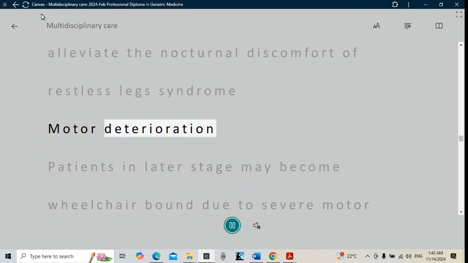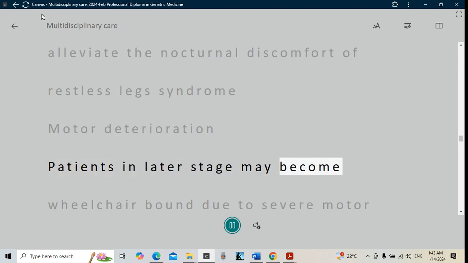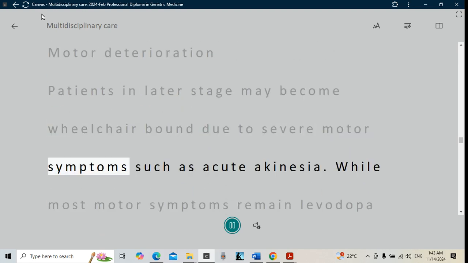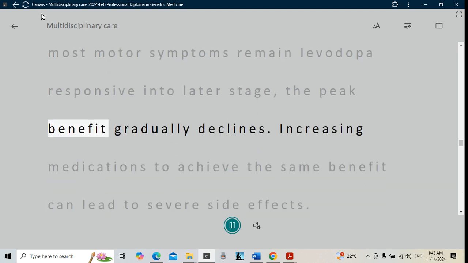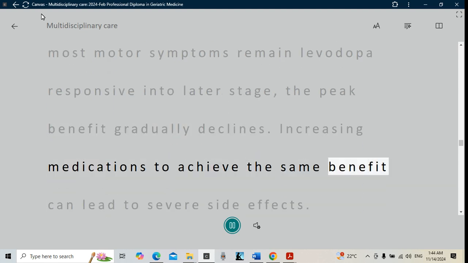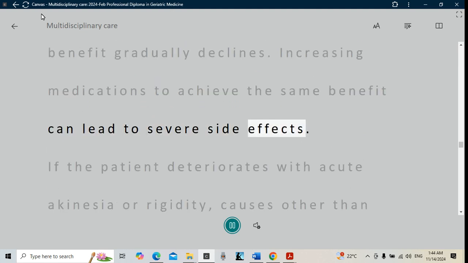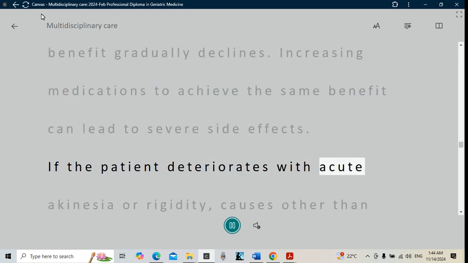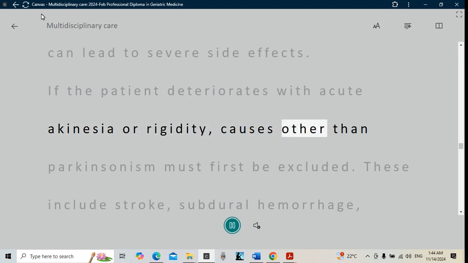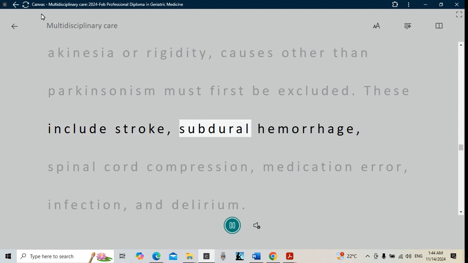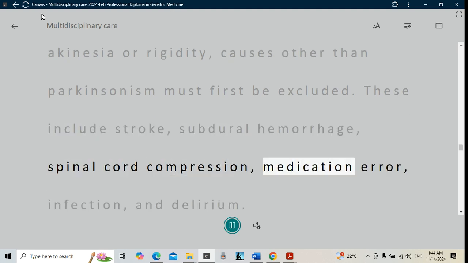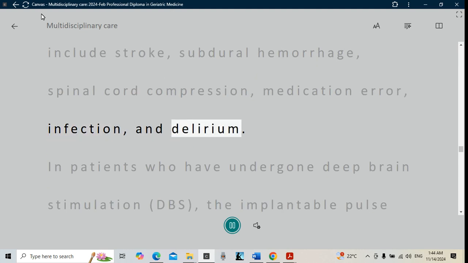Motor deterioration. Patients in later stage may become wheelchair-bound due to severe motor symptoms such as acute akinesia. While most motor symptoms remain levodopa responsive into later stage, the peak benefit gradually declines. Increasing medications to achieve the same benefit can lead to severe side effects. If the patient deteriorates with acute akinesia or rigidity, causes other than Parkinsonism must first be excluded. These include stroke, subdural hemorrhage, spinal cord compression, medication error, infection, and delirium.